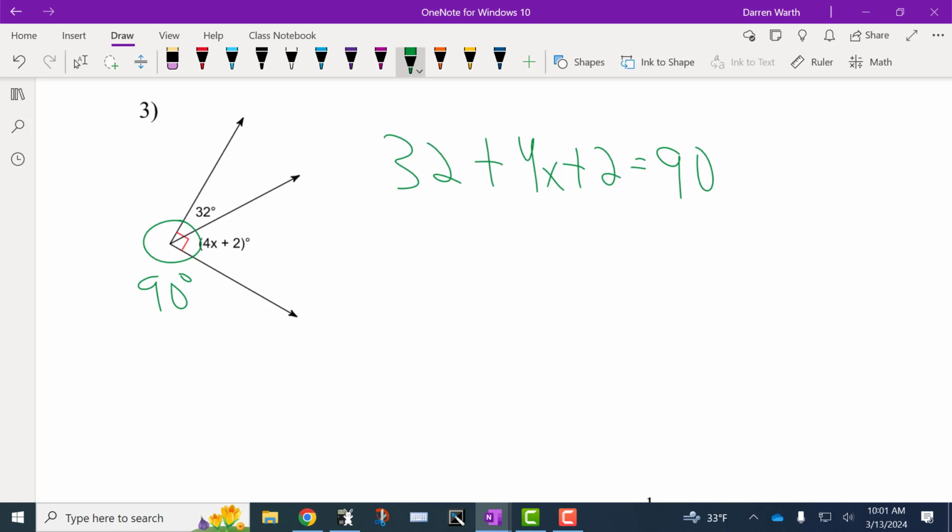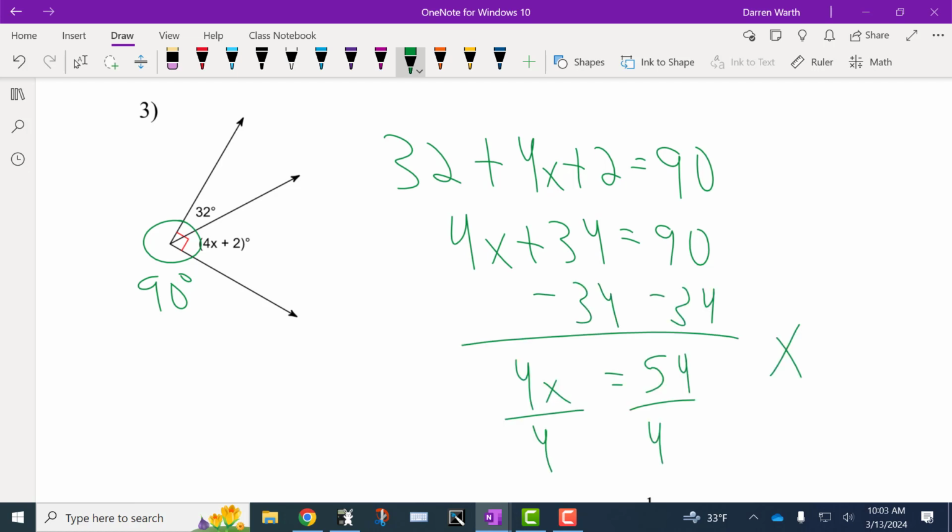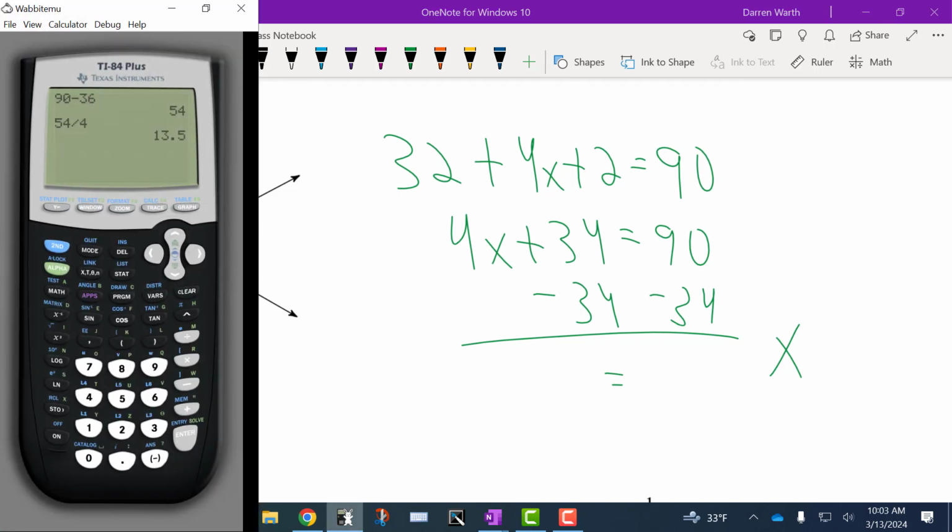So combine your like terms together. We're just going to take the 2 and the 32 and add them together, and we're going to get 4x plus 34, all equals 90. Now that we've combined our like terms, go ahead and subtract the 34 from both sides. So this is going to come out a little bit different, so let's make that correction right here. I'm going to take 90 minus 34. We're going to get a total of, it looks like, 56.